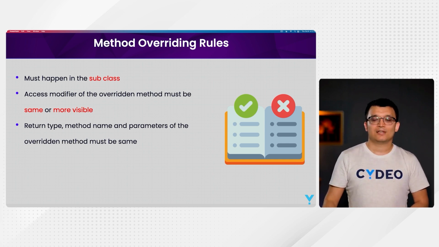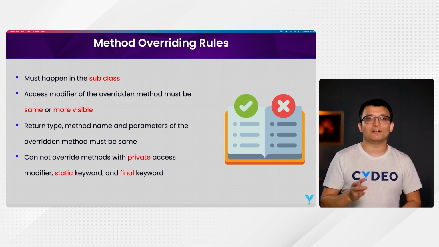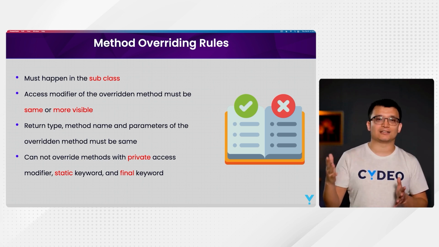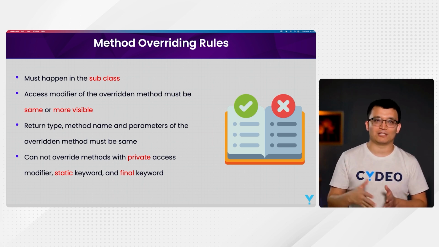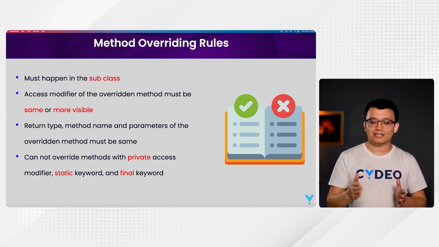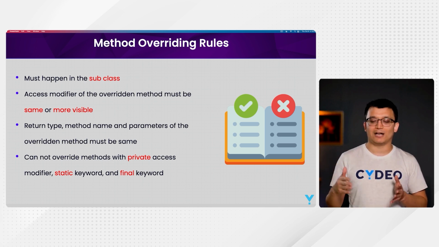Okay? And lastly, not every single method you can override. If the method has private access modifier, it cannot be overridden because private is not inherited to the subclass. And method overriding has to take place in a subclass. In addition, you also cannot override the static methods and any method that contains the final keyword.